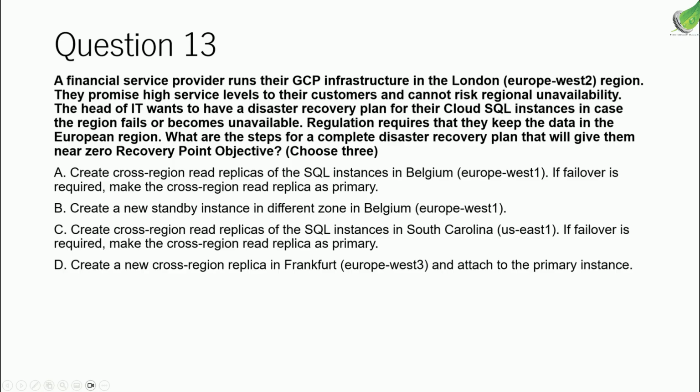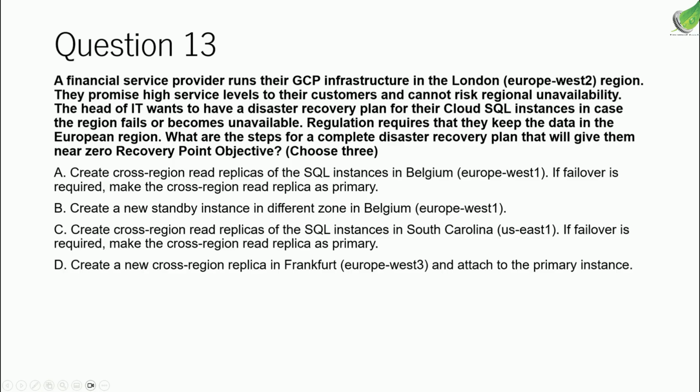And finally, the recovery point objective, or RPO, needs to be near zero, which means we need a solution with minimal data loss. Our task is to build a complete DR plan, which often involves multiple layers of protection to meet such strict requirements. With that in mind, let's evaluate our options.